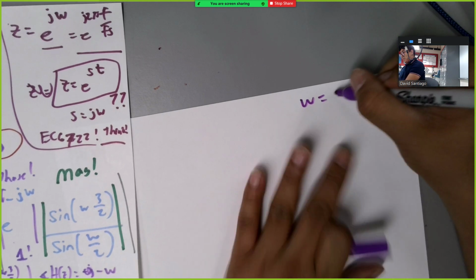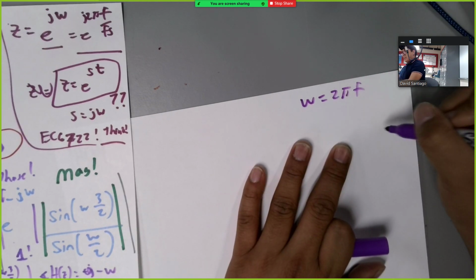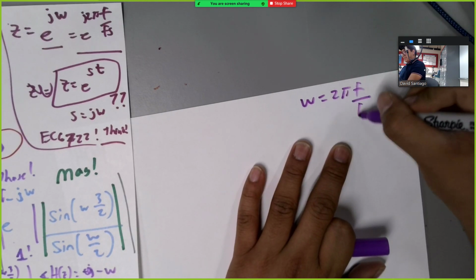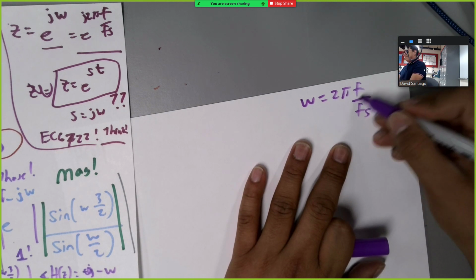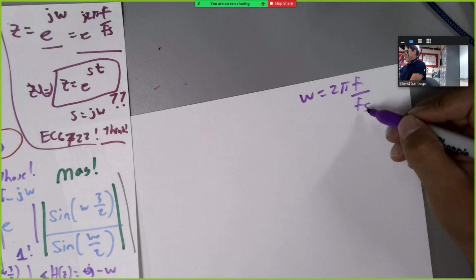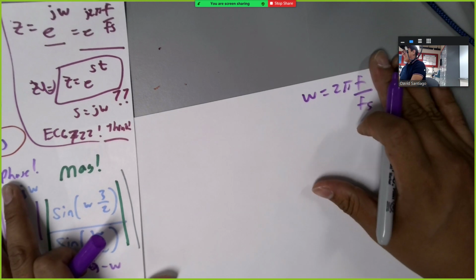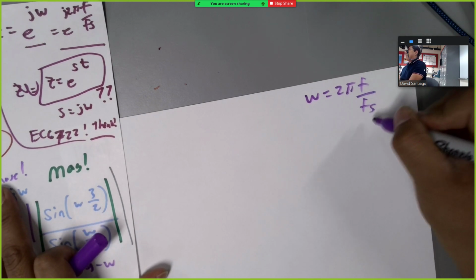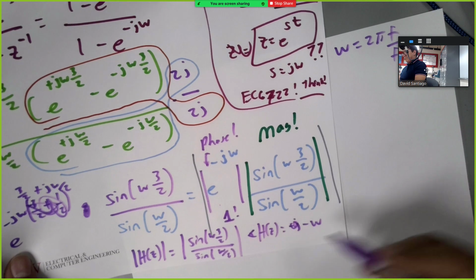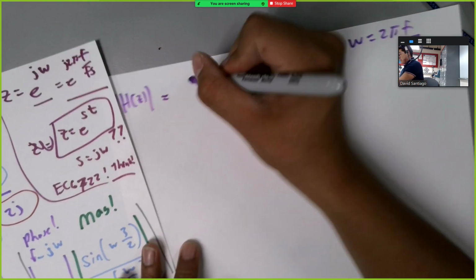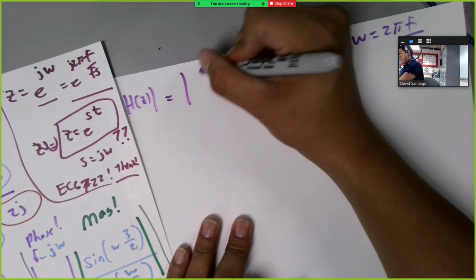but in terms of sampling, we're going to do f sub s, okay? Don't worry about this f sub s. Just think of it like some arbitrary number. I'm going to do something cool after this. So 2 pi f divided by f sub s, okay? I'm going to try and replace all these omegas with this to make it more friendly.